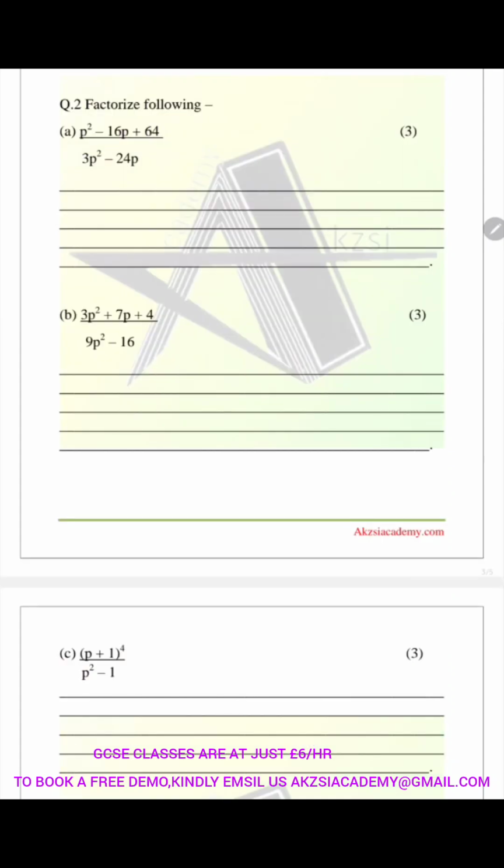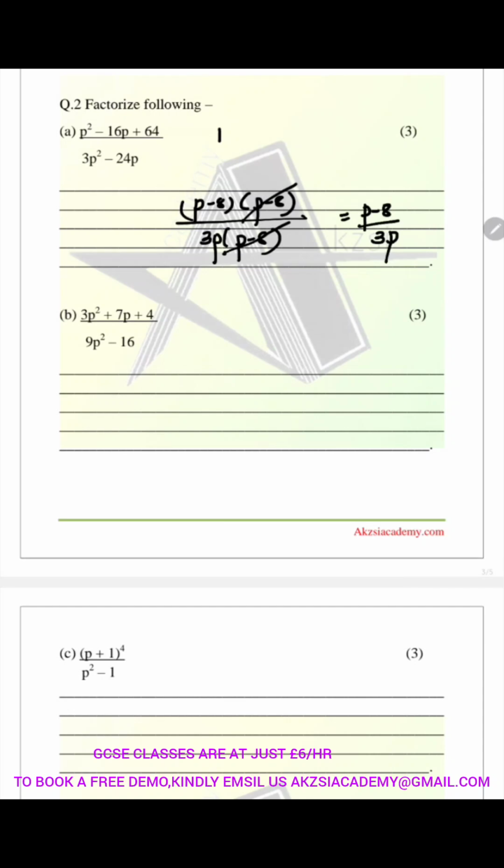We have to factorize and simplify p² − 16p + 64. The product is 64 and sum is negative 16. Clearly, the numbers are −8 and −8. So I can split into (p − 8)(p − 8). From the bottom one, I can take out 3p as common. Remaining is p − 8. Cancelling it out, finally (p − 8)/3p. We cannot simplify further, so leave it like that.